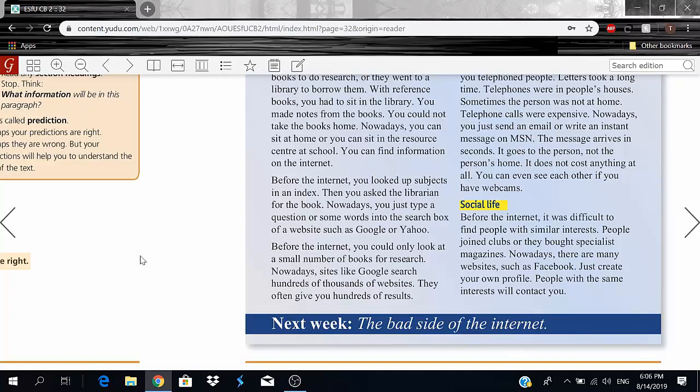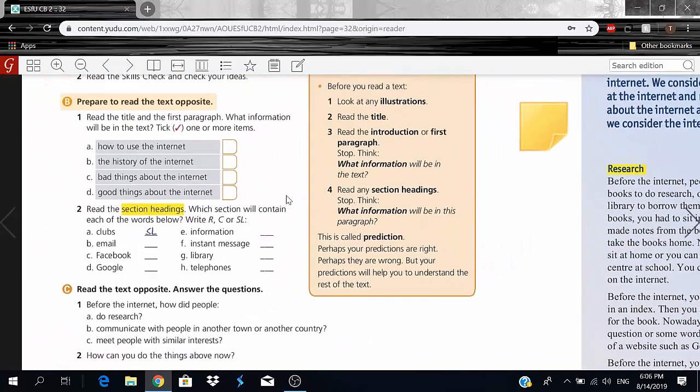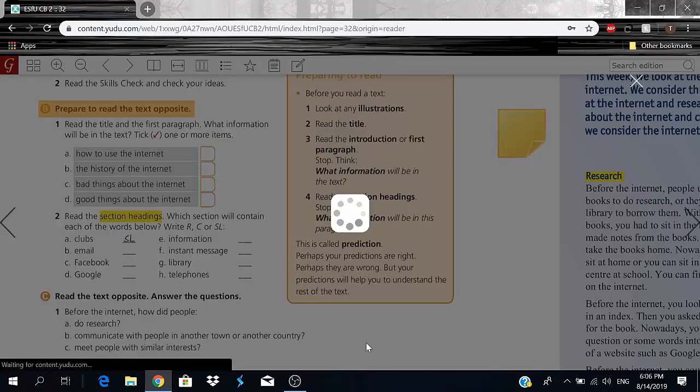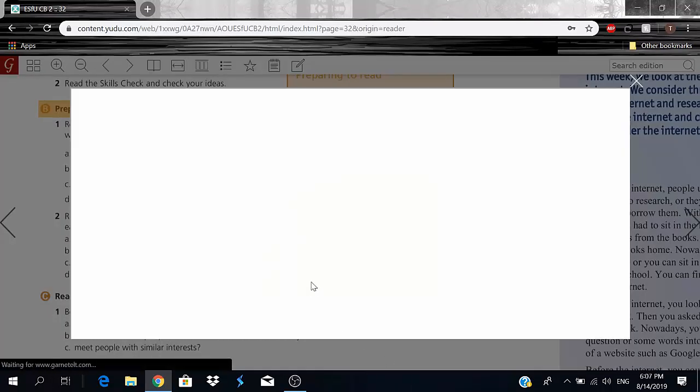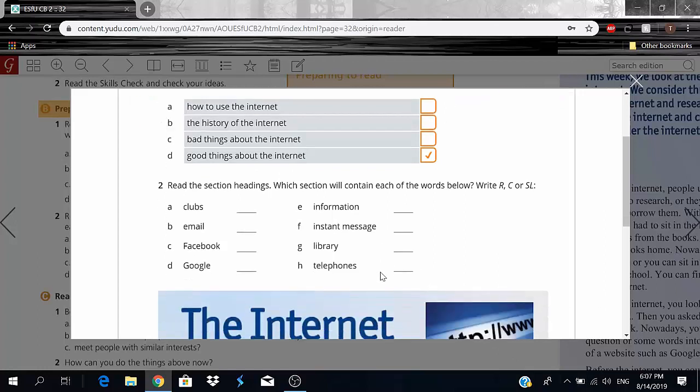Alright, you guys, so that was the reading part. Now let's hop into the questions here. Read the title and the first paragraph. We already read all of it. What information will be in the text? Is it how to use the internet, the history of the internet, bad things about the internet, or good things about the internet? That's correct. It's good things about the internet.